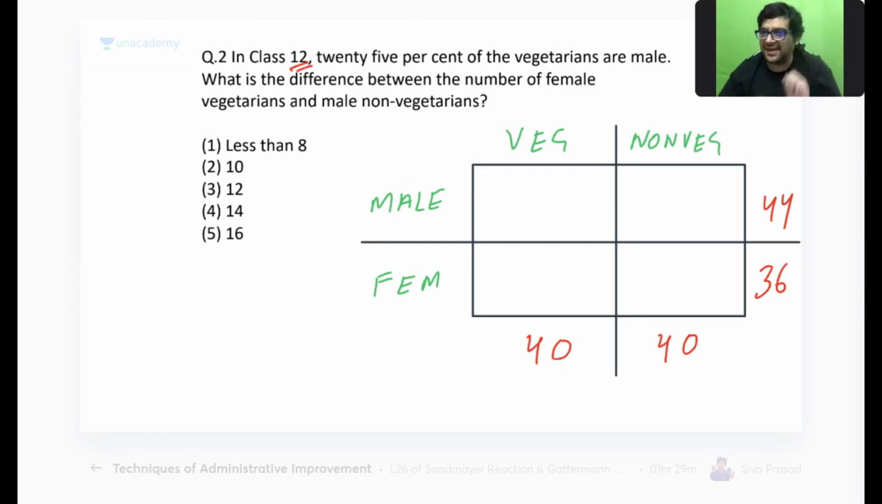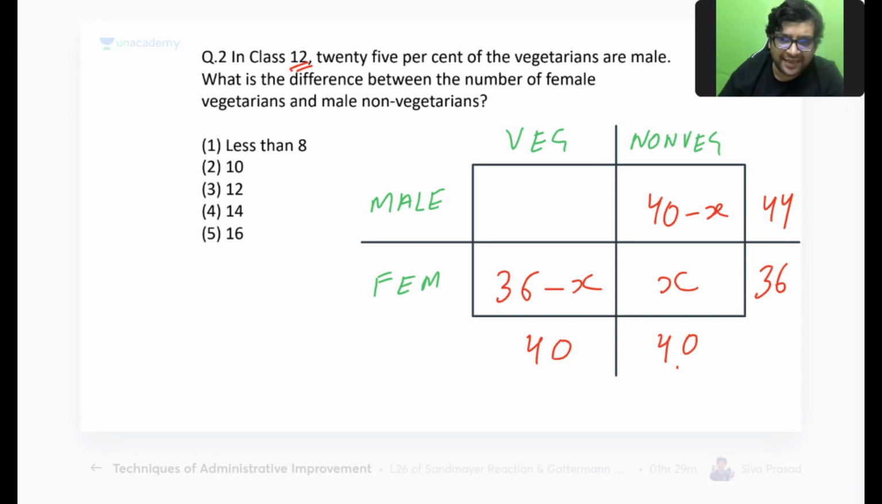So my idea is that if I tell you any of these values, randomly speaking, if this is x, this will be 40 minus x because their total will be 40. If this is x, this will come out as 36 minus x because the total of these two will be 36. The total of these two should be 40 and the total of these two should be 44. So this is x plus 4, so that x cancels and this becomes 44, x cancels and this becomes 40. So basically if I get any one value out of these four, my work will be done.